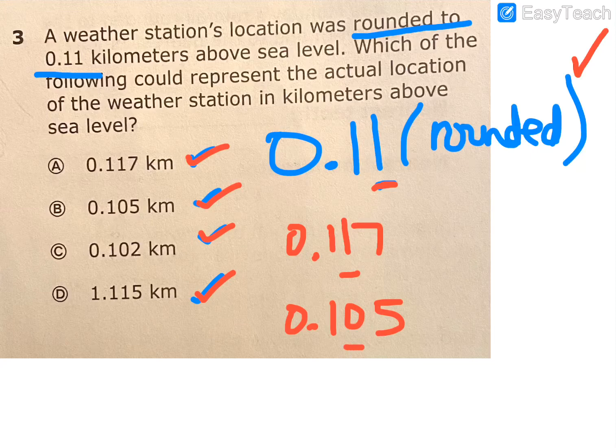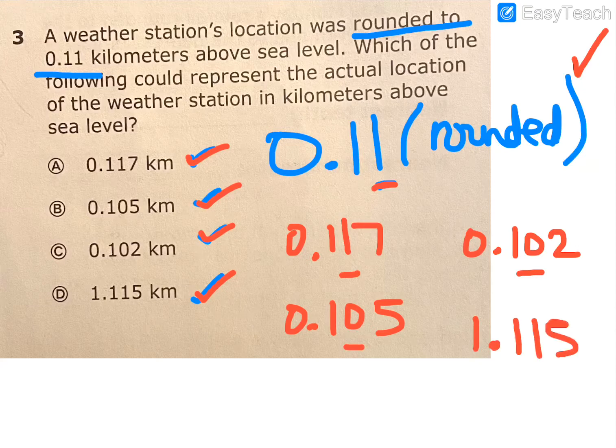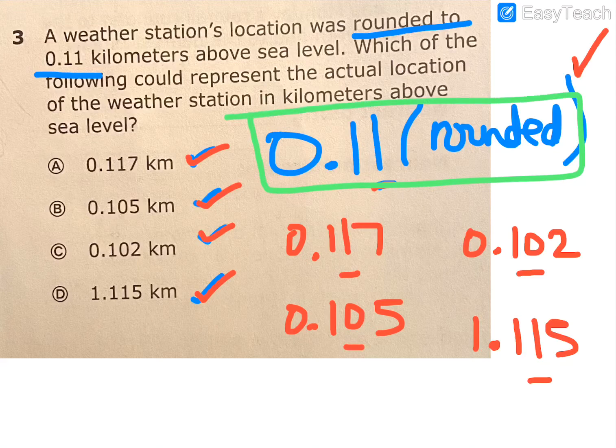We can take 0.102, which is 102 thousandths, underline the hundredths place. We can take the 1 and 115 thousandths and underline the ones place. Well, why did I do that? Because this answer has been rounded already, and this number, this is our tenths and then hundredths. It goes to the hundredths place.